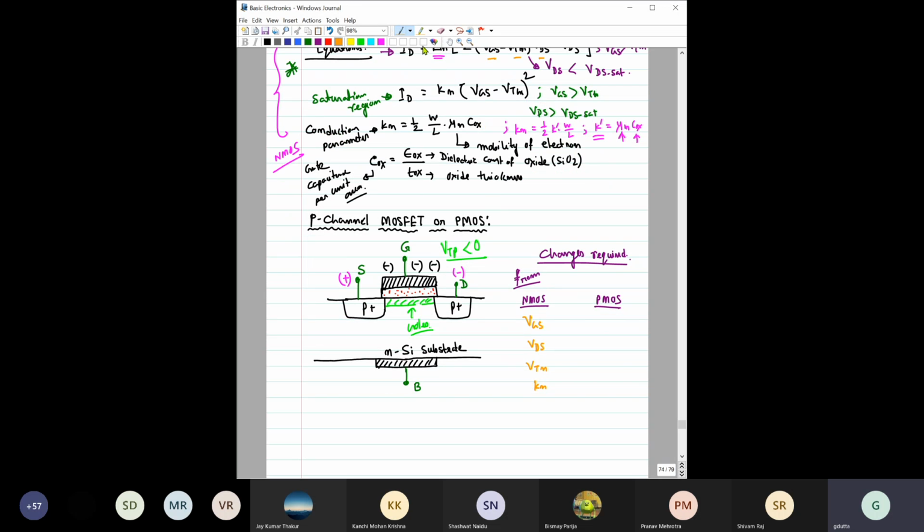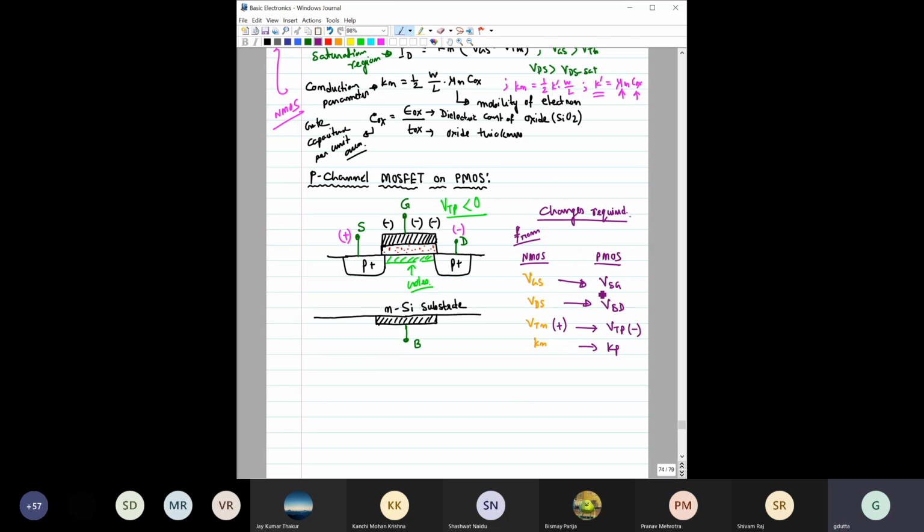So for PMOS, VGS will become VSG, VDS will become VSD, VTN will become VTP, and Kn will become Kp. And remember, this is a negative value here, and this is a positive value here, right?